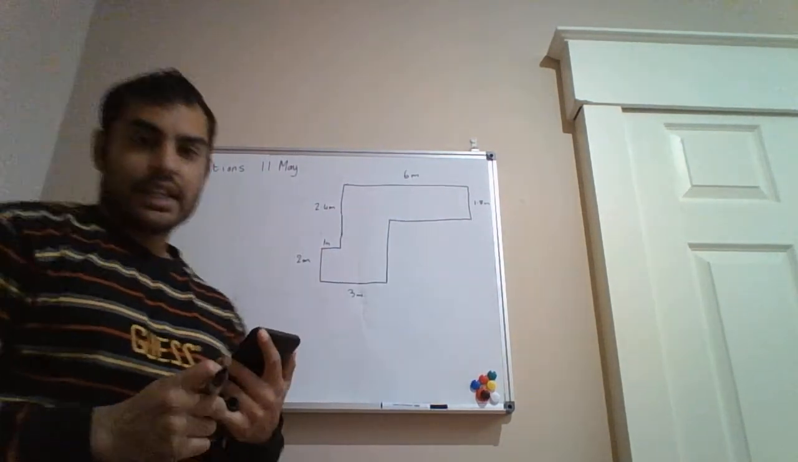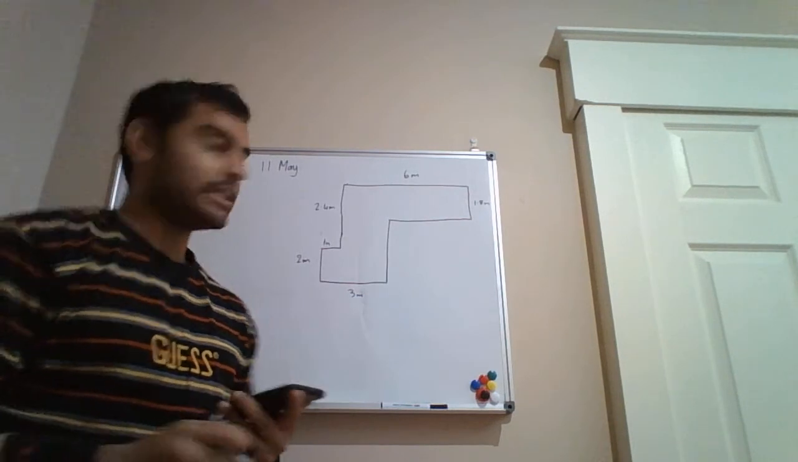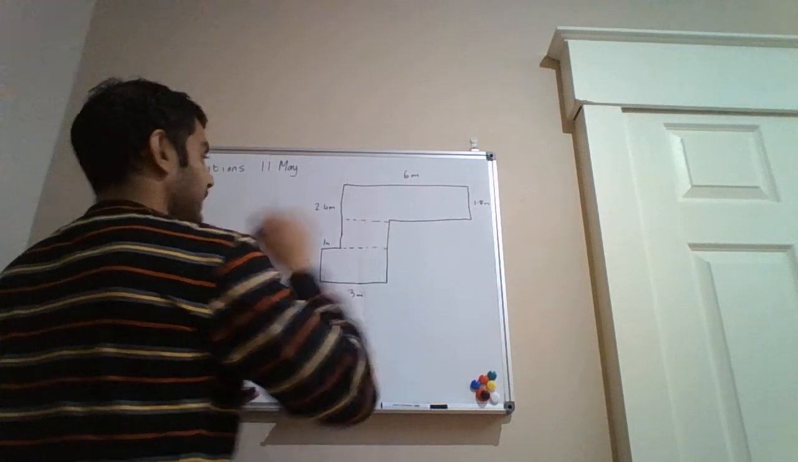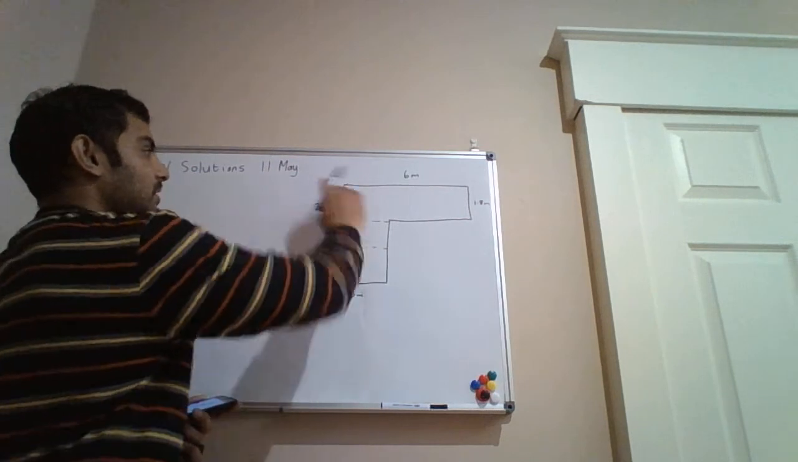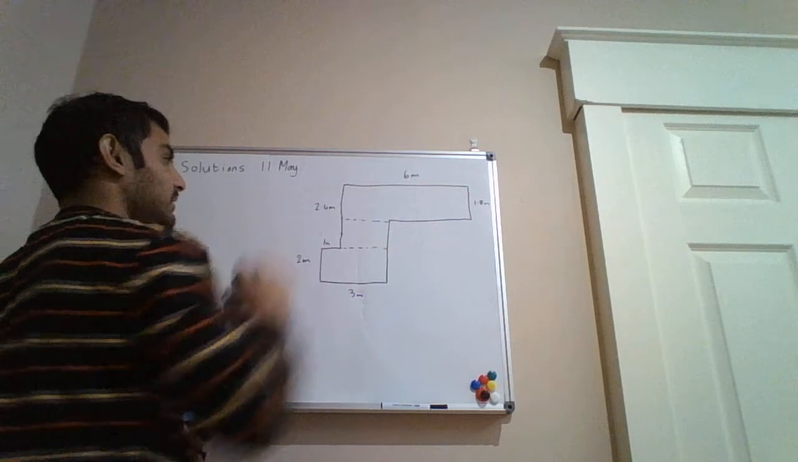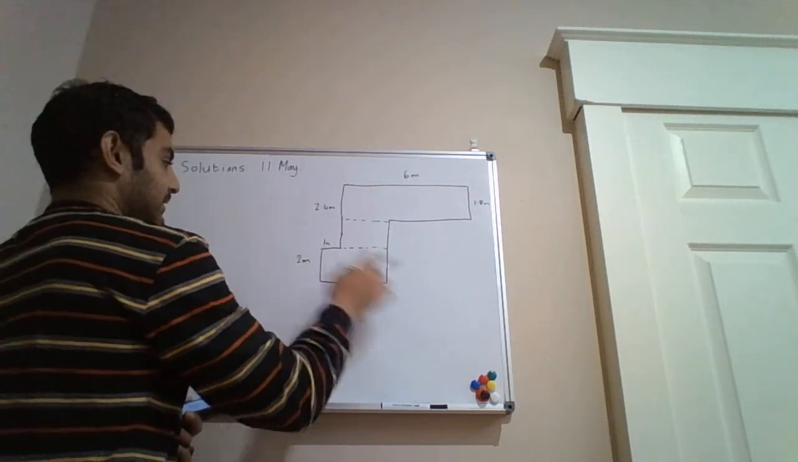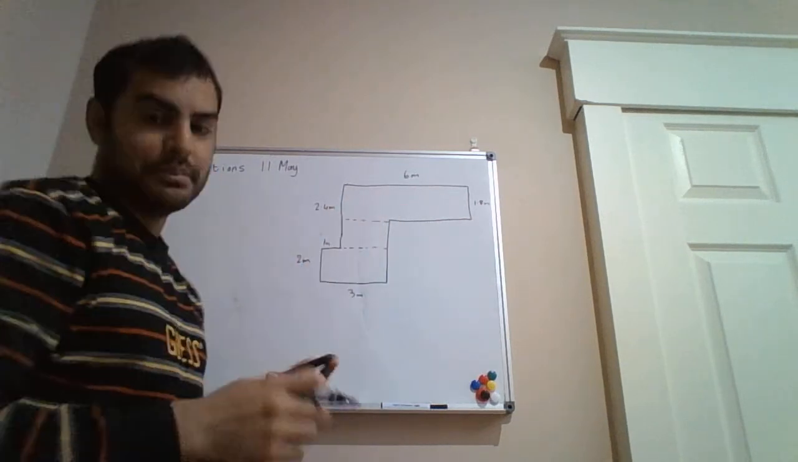Okay, to find the area of this shape, I'm going to split it into 3 different rectangles. So like this. So the dimensions of the top rectangle are given. We have a length times breadth. The bottom rectangle is also given. We have a length and a breadth, and we just need to find the dimensions of the middle rectangle.